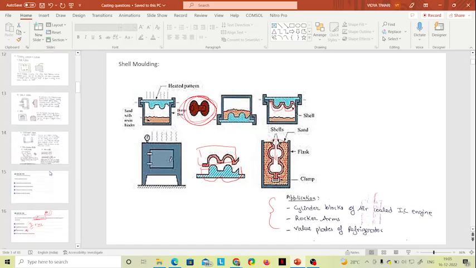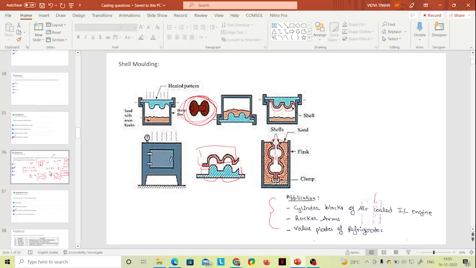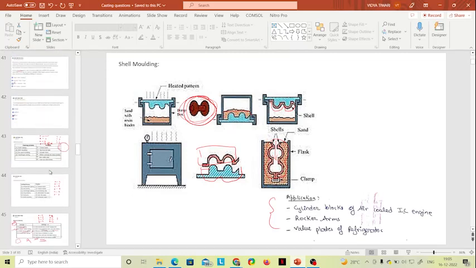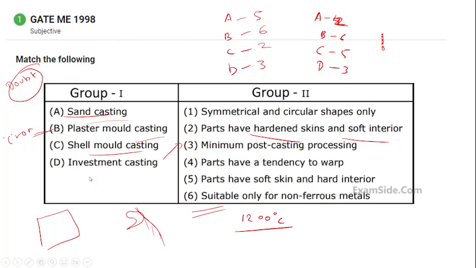Okay, so that is why option C is for 5, and D, as we have seen, is investment casting. Products will have minimum post-casting processing. That means after that all you need to do is some cutting and you will get your casting.